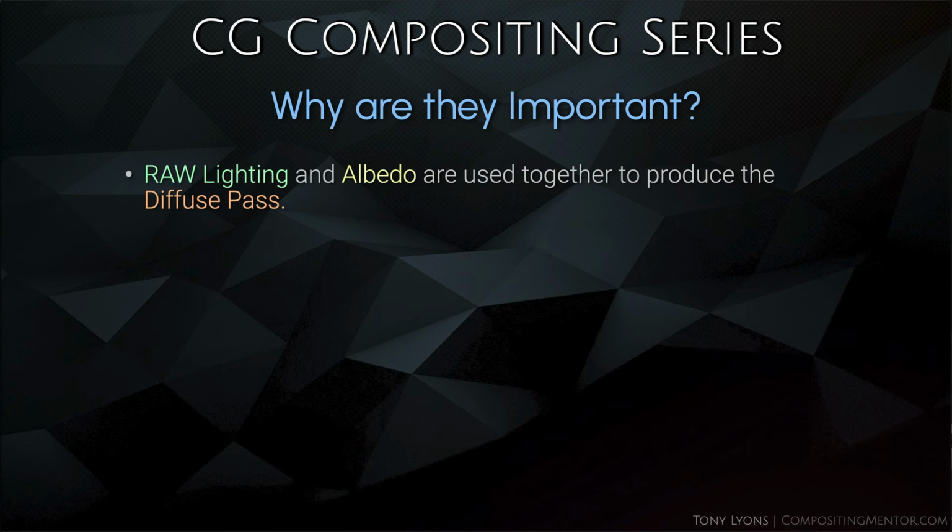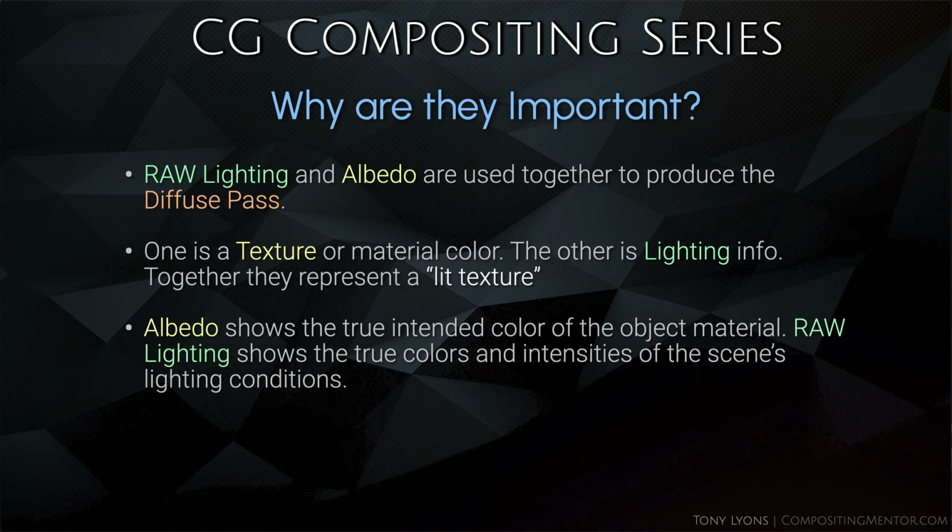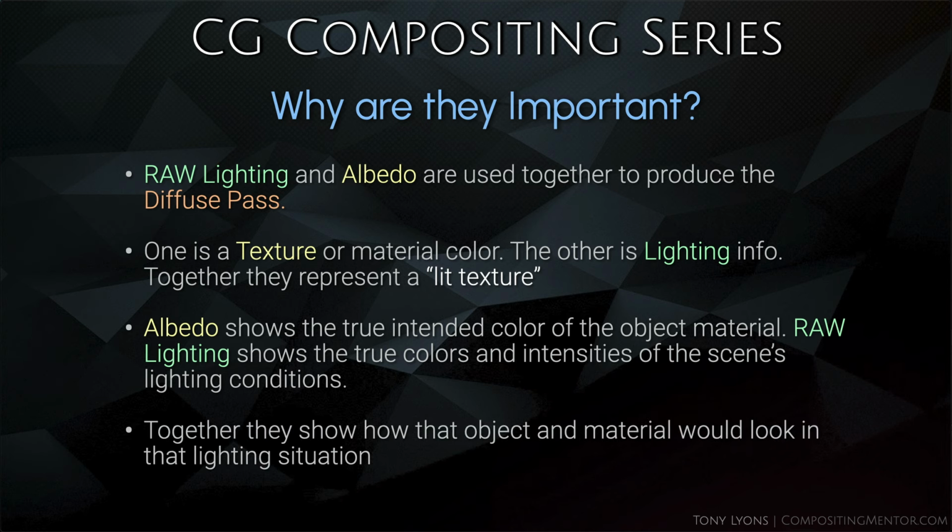So why are they important? Raw lighting and albedo are used together to produce the diffuse pass. One is a texture or material color. The other is lighting information. Together, they represent a lit texture. Albedo shows the true intended color of the object material, while raw lighting shows the true colors and intensities of the scene's lighting conditions. Together, they show how that object and material would look in that specific lighting situation.